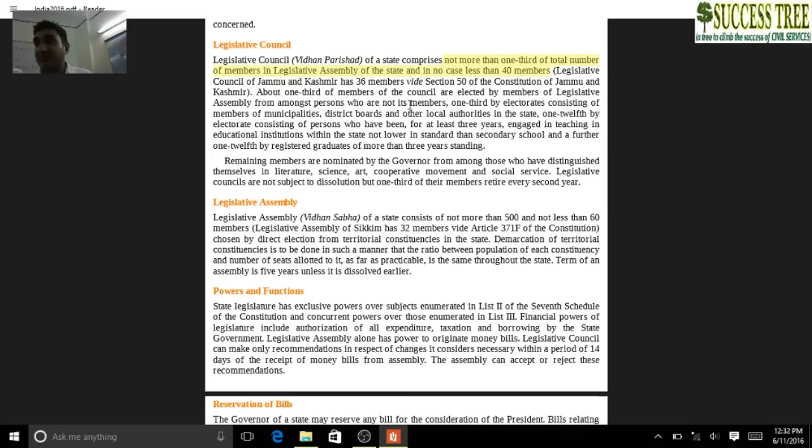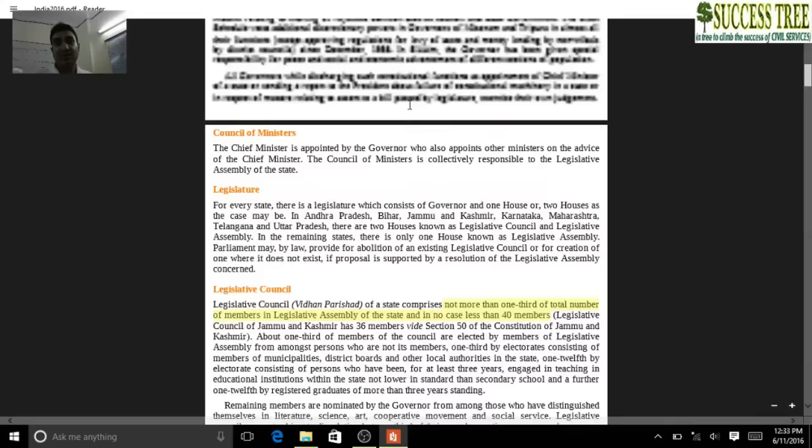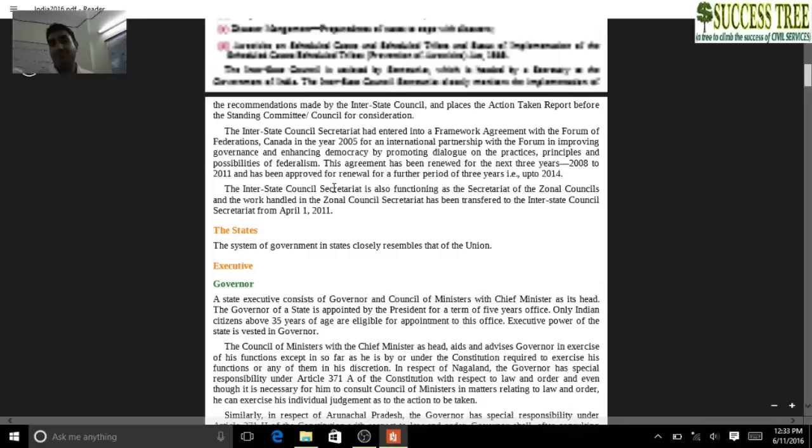One of the statements given, I don't remember the exact statement, but it was regarding the members of a legislative council. What can be the strength of legislative council? So it is clearly given here that it cannot be more than 1/3 of the total members, and in no case less than 40 members. You see this under council of ministers, legislature, legislative council.